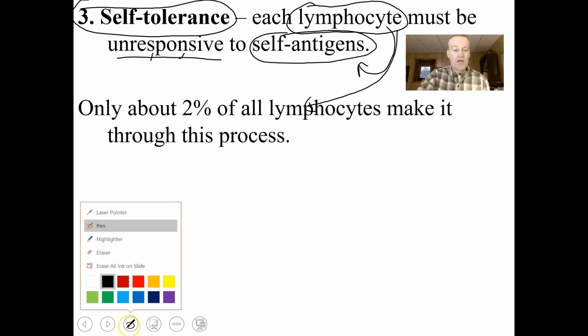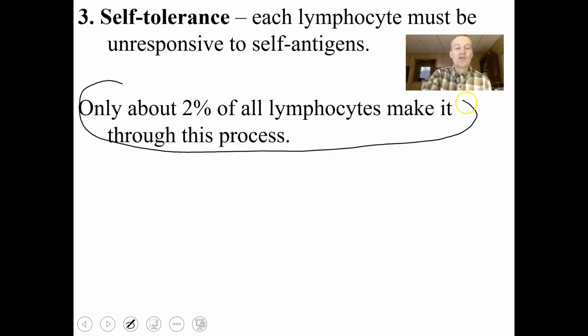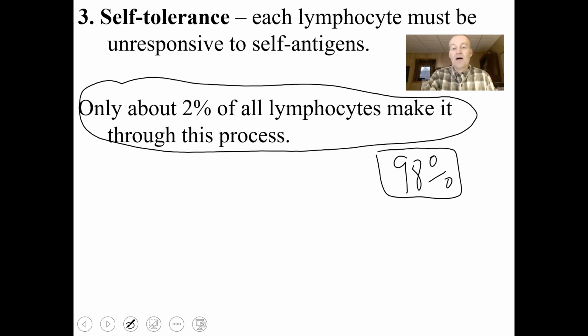Now, in this process of becoming competent and exhibiting self-tolerance, only about 2% of all lymphocytes that go to their places of maturation are going to make it through this process. So you can imagine that 98% of lymphocytes don't make it through this process and are destroyed. This is a very selective process. You cannot produce lymphocytes that recognize the proteins that your body produces. They must not be able to respond to it. If they did, it would cause an autoimmune reaction.